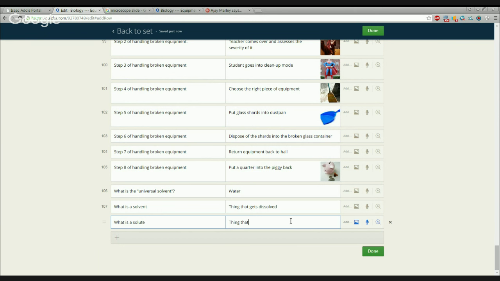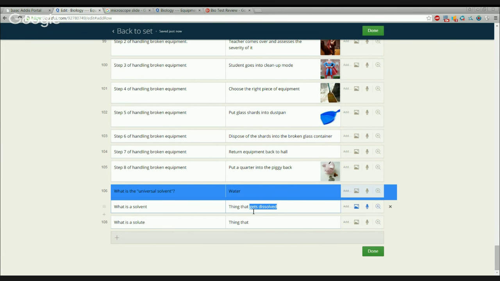So the solvent is the thing that does the dissolving, and the solute is the thing that will be dissolved.